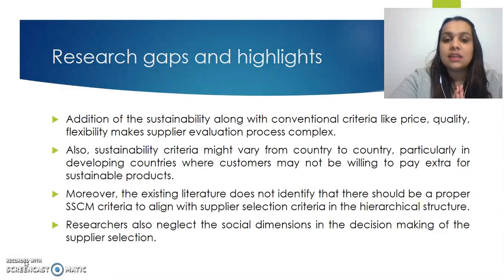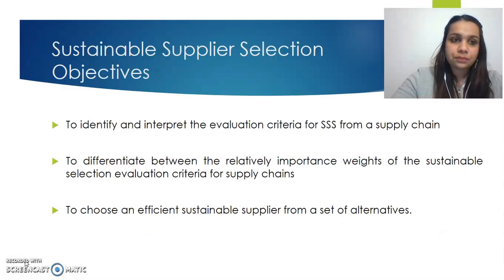Moreover, the existing literature does not identify that there should be a proper supplier selection criteria to align with the conventional supplier selection criteria in the hierarchical structures to have sustainability in supply chain. Also, researchers neglect the social dimensions in the decision making of the supplier selection.